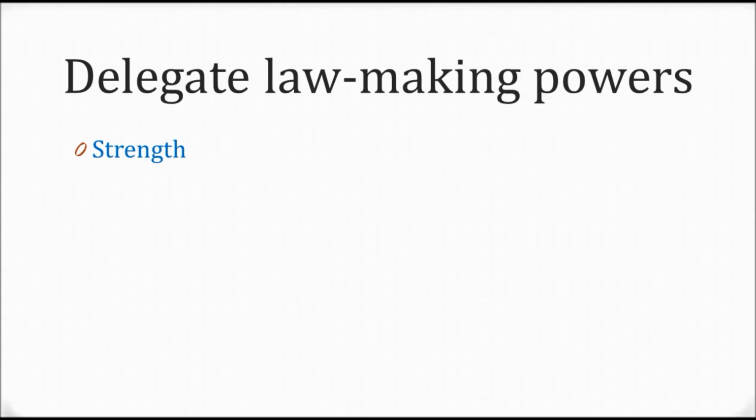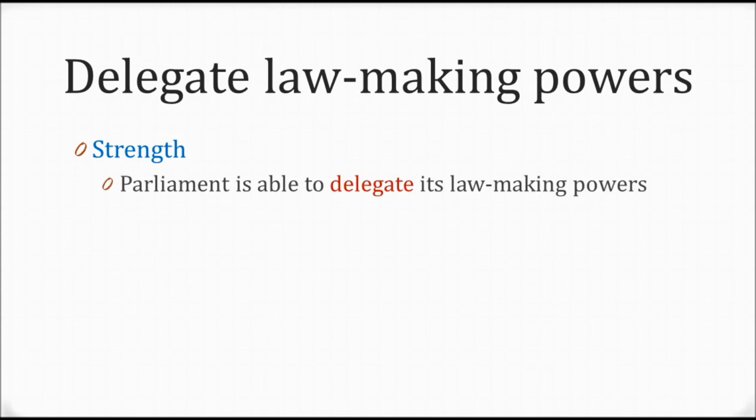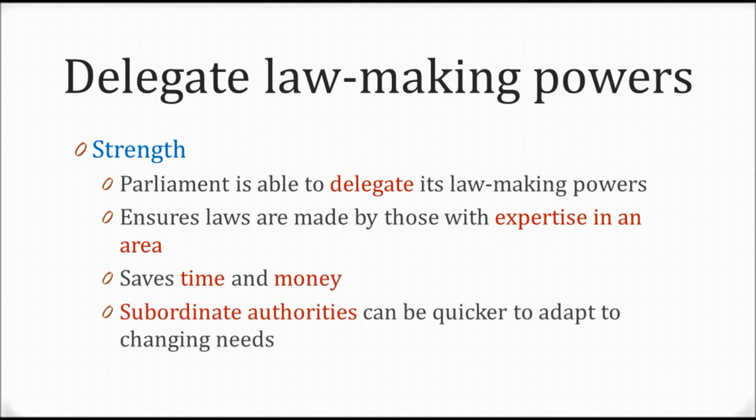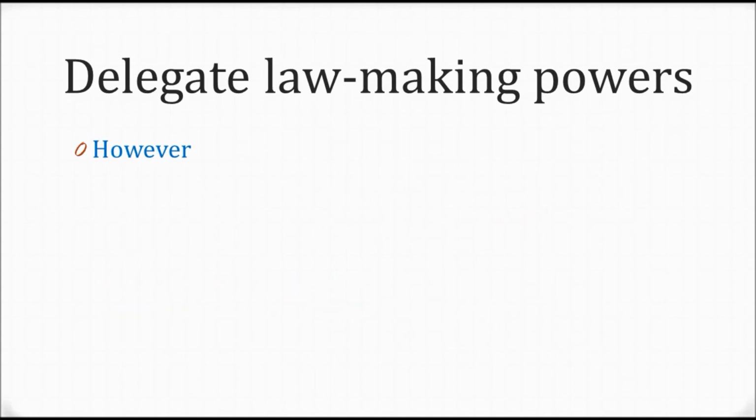Another key strength of Parliament is that it's able to delegate its lawmaking powers. It's able to delegate its lawmaking powers to subordinate authorities. This ensures that laws are made by those with expertise in a given area. That saves time and money, and subordinate authorities can be quicker than Parliament to adapt to changing needs because they're just specialised in a particular area of the law, whereas Parliament has to cover all areas.